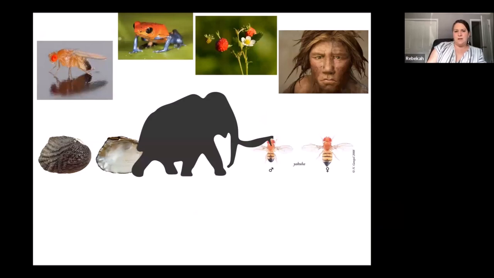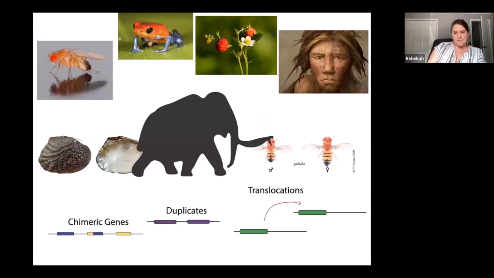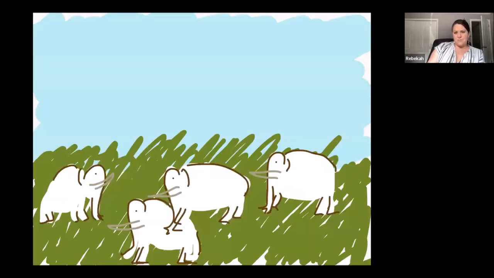So I want to tell you about one project that we did on woolly mammoths and how looking at different sources of mutations besides the single base pair changes helped us to get more insight about their genomes. All right, so woolly mammoths were some of the more prevalent large herbivores during the Pleistocene and early Holocene. So from about 100,000 years ago to around 10,000 years ago.